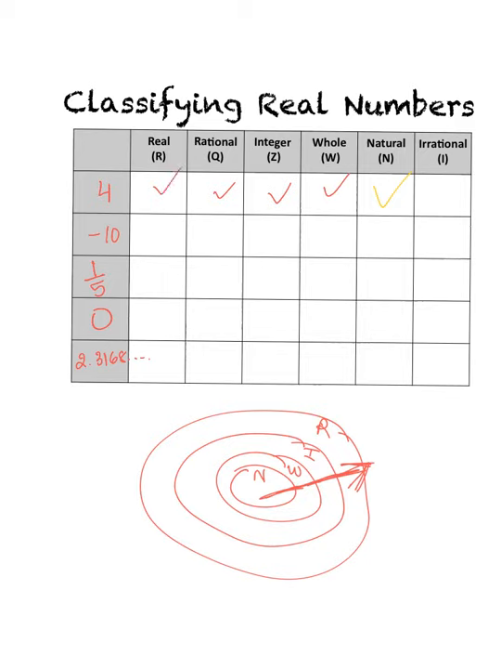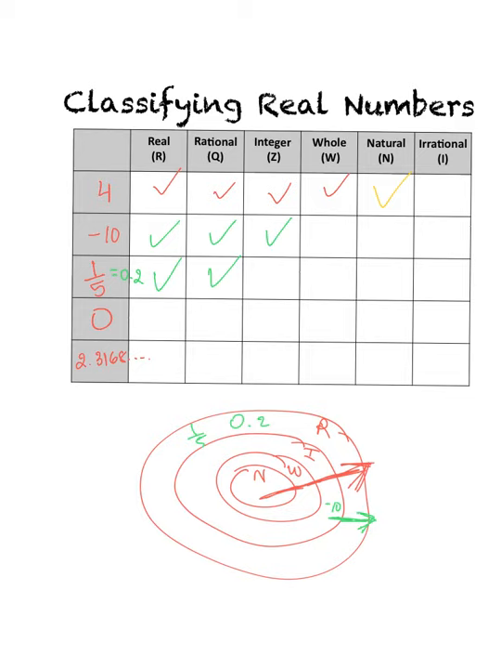Next I have negative 10. Negative 10 is an integer, and if it's inside the integer box, we draw the arrow, and I know it's also rational because rational covers the integers, and all numbers are real. 1/5 is a fraction, equivalent to 0.2. So it's a decimal, it's a fraction, so it's a rational number. And it's also real because all numbers are real.